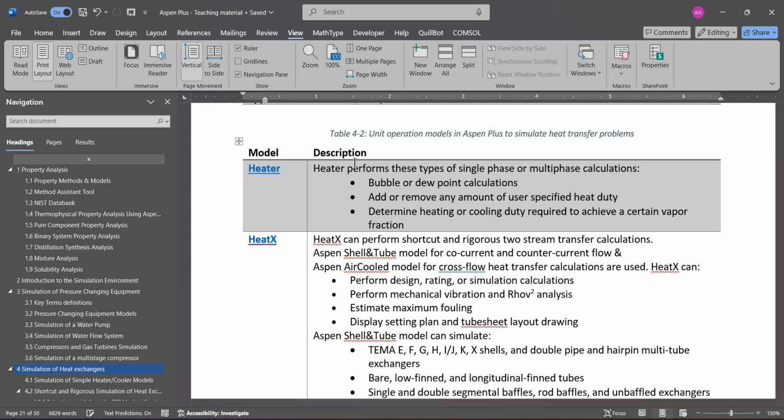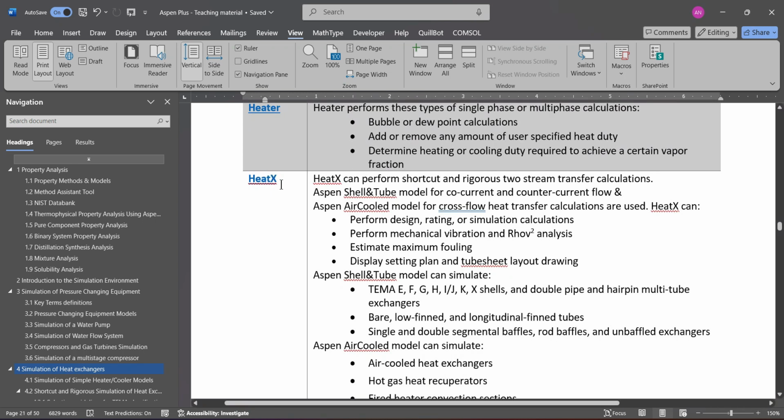Given that this is a simple model, most of the time it is the first option to choose when we have to determine the heat duty for a given heat transfer problem. Or if the duty is given, then at least we can determine what should be the outlet temperature of the process or the utility stream.